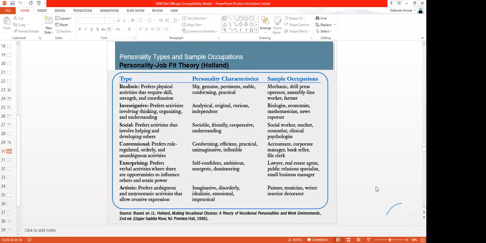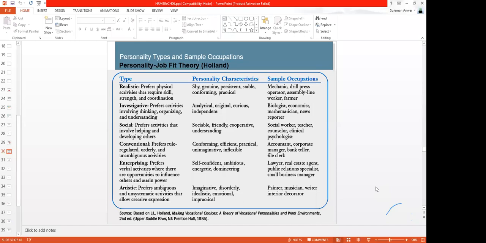Okay. So we are just looking at the realistic, and we'll be talking about artistic as well in a short time. When we look at realistic, the personality characteristics the people who belong to this type would have are that they would be shy, genuine, persistent, stable, conforming, and practical. And the sample occupations advised to them are mechanic, drill press operator, assembly line worker, farmer, and likewise.